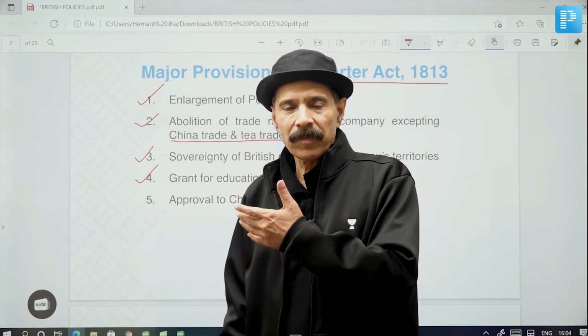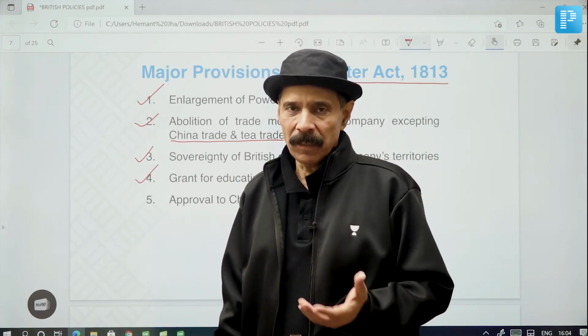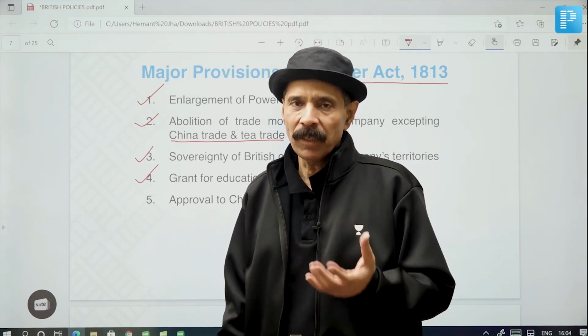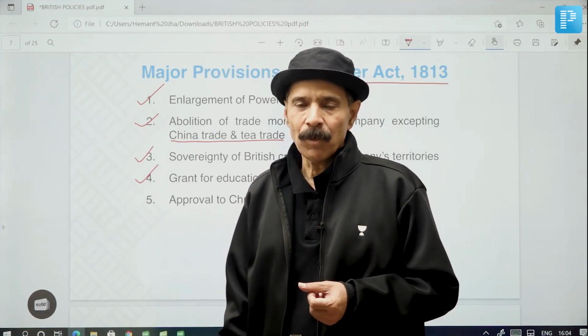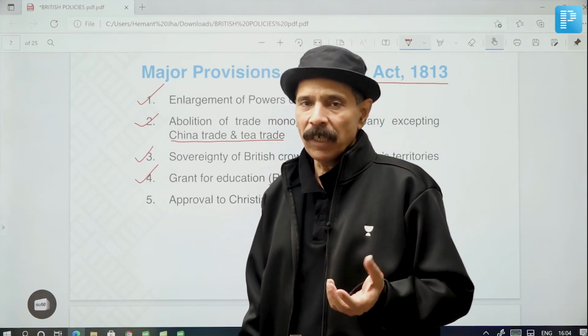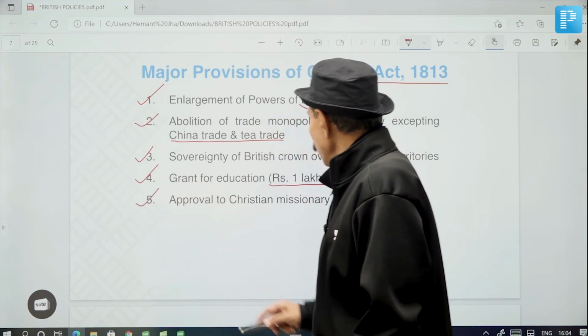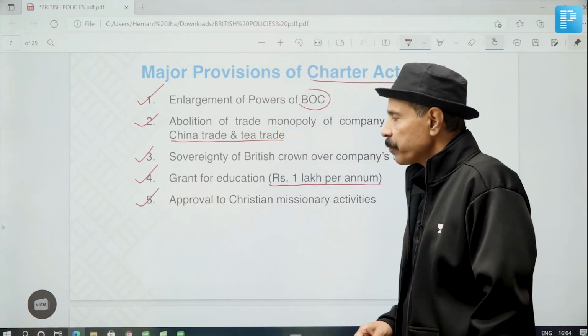So, as per this provision, every year a grant of 1 lakh was to be given to the company's government in India for development of education in India. Next is approval of Christian missionary activities.